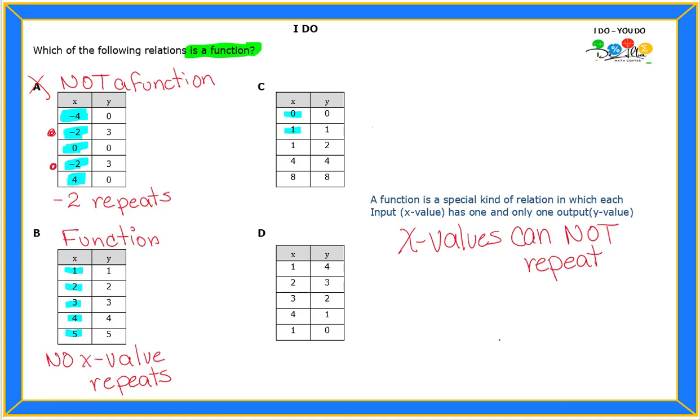Let's highlight my x values. And the same question, do you see any x value repeating? And the answer is yes. What value do I see repeating? 1 repeats. And if 1 repeats, this means this is not a function.